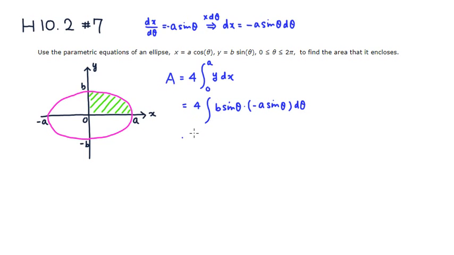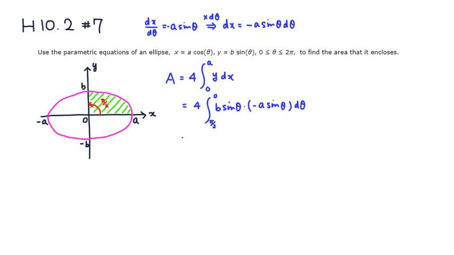I'm going to simplify a bit. Actually, I have to put the limits. When x is 0, theta starts from here, and this angle is pi over 2. So we start from pi over 2. Then it goes to here, a, where the angle is 0, because cosine of 0 is 1, which gives you a.